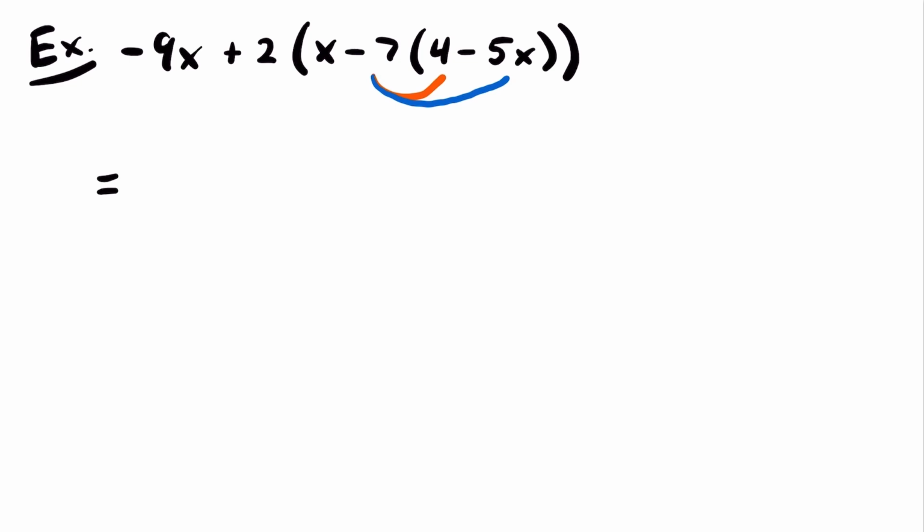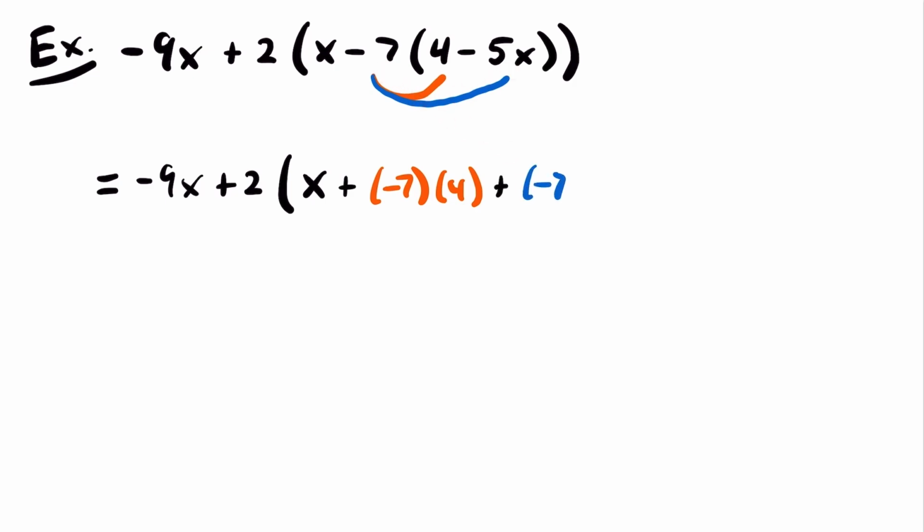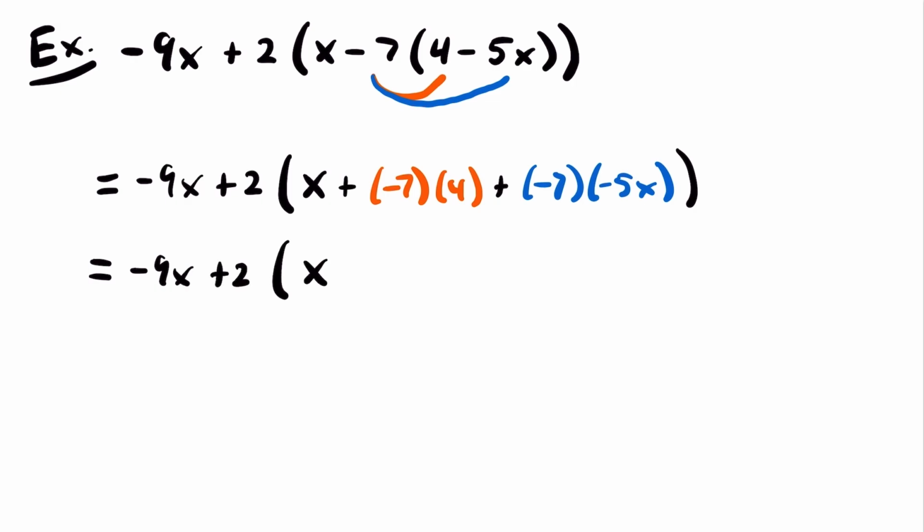We'll multiply -7 by 4, and then multiply -7 by -5x. All right, we're going to keep everything else the same to start. So we have -9x plus 2 times x, and then you want to add -7 times 4. All right, so we have plus -7 times 4, and then you'll add that to -7 times -5x. So we have -7 times -5x, and that is all inside those parentheses. Okay, now let's simplify what we have here before we do anything else. -7 times 4 is -28. So if we rewrite everything again, we have -9x plus 2 times x minus 28.